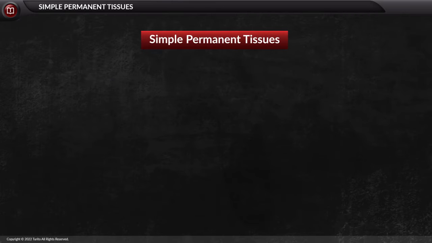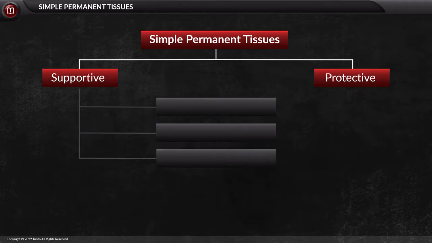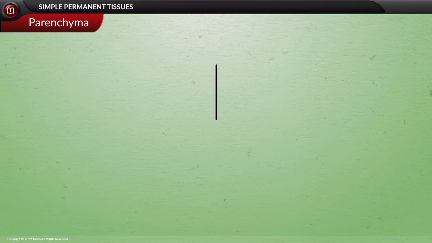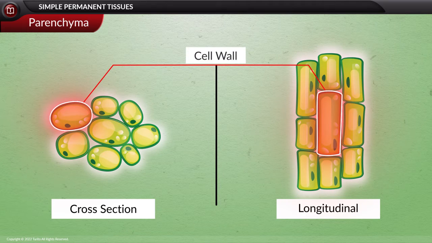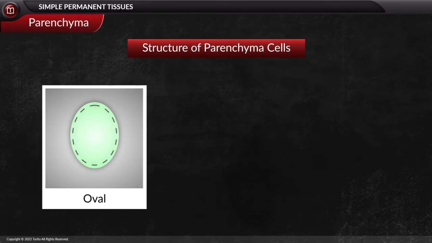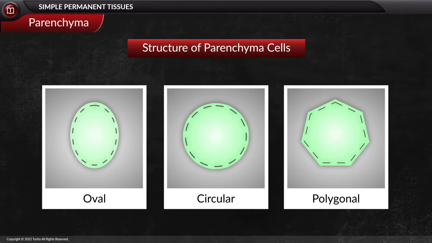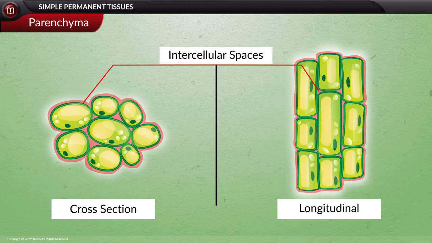To discuss simple permanent tissues, these are further classified into protective and supportive tissues. Let us first understand three types of supportive tissues: parenchyma, collenchyma, and sclerenchyma. Parenchyma is the most abundant plant tissue, made of unspecialized, living cells with thin cell walls. Structurally, the parenchyma cells can be oval or circular, or polygonal in shape. The cells are loosely arranged with intercellular spaces.